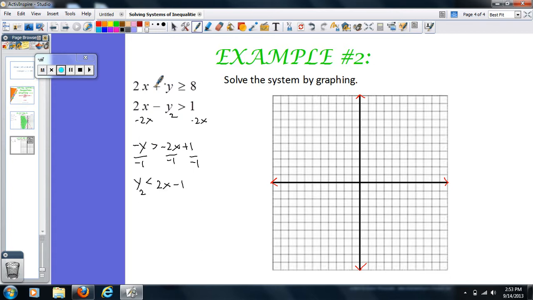y1 now, we're going to subtract 2x from both sides. And I'm going to get, let me actually put a little 1 here, y1 greater than or equal to negative 2x plus 8. And that's going to be in slope-intercept form. So now let's go ahead and graph our points. So I'm going to go up 8, 1, 2, 3, 4, 5, 6, 7, 8.